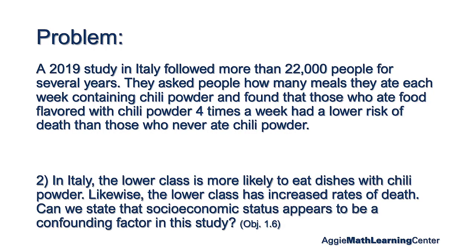Question 2. In Italy, the lower class is more likely to eat dishes with chili powder. Likewise, the lower class has increased rates of death. Can we state that socioeconomic status appears to be a confounding factor in the study? Pause to answer and then press play to check your work.